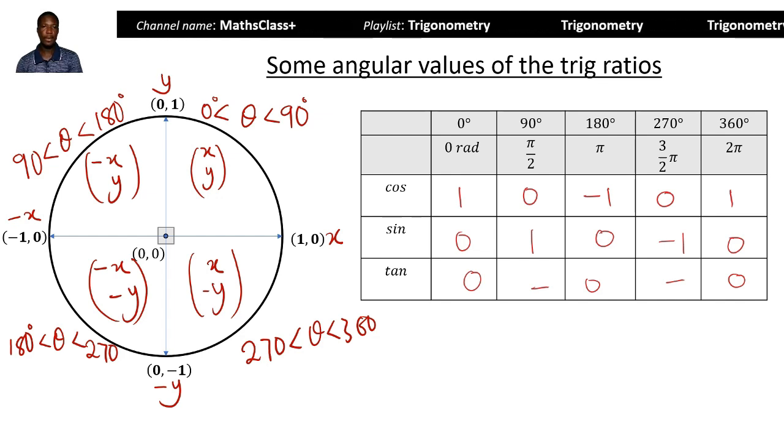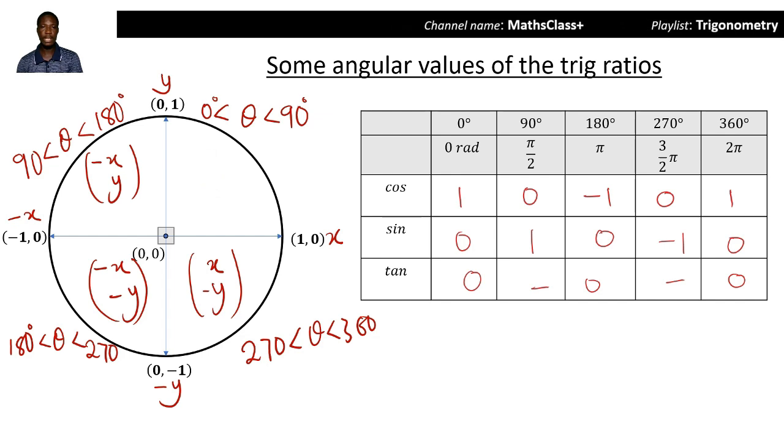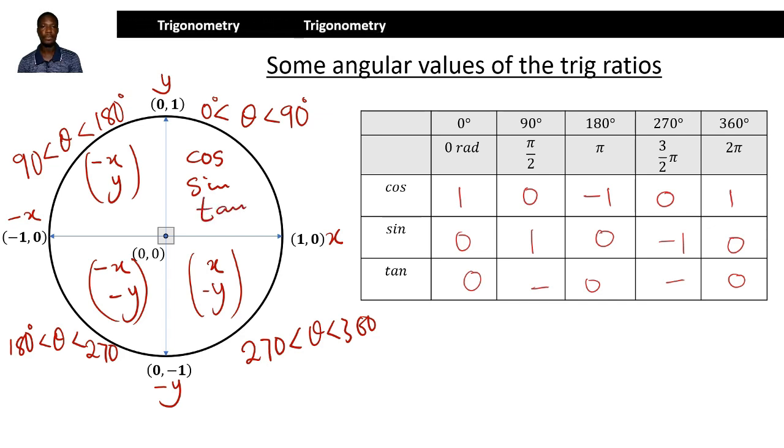So with the information given on the circle, we see that in the first quadrant, cosine is positive. Sine is also positive. And we know tan is obtained when we divide sine by cosine. And since both sine and cosine are positive, when we divide, the result will be positive. So tan is also positive here.